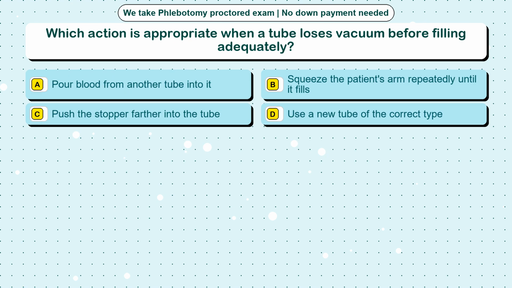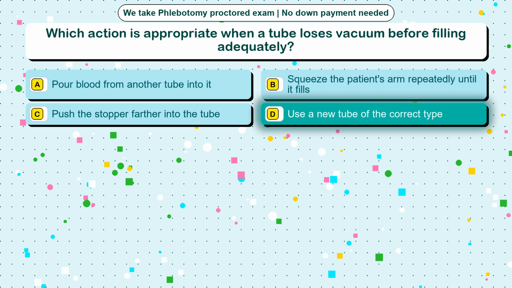Question 5. Which action is appropriate when a tube loses vacuum before filling adequately? Option A. Pour blood from another tube into it. Option B. Squeeze the patient's arm repeatedly until it fills. Option C. Push the stopper farther into the tube. Option D. Use a new tube of the correct type.